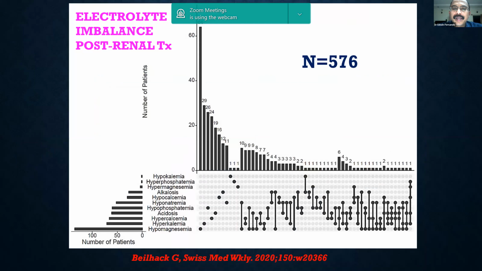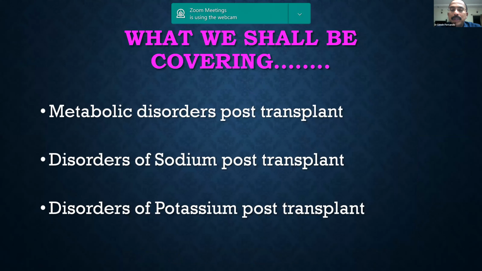This is another cohort of 576 patients in whom post-transplant electrolyte imbalances were studied. And what you see here is the number of patients and the different electrolyte and mineral disturbances that can happen, starting from hypomagnesemia to hypokalemia. And these charts indicate that there are 2 electrolyte or even 3 and 4 electrolyte and mineral metabolism disorders in these transplant recipients. So what we shall be covering in the next half an hour or so is metabolic disorders post-transplant, disorders of sodium, and then disorders of potassium.